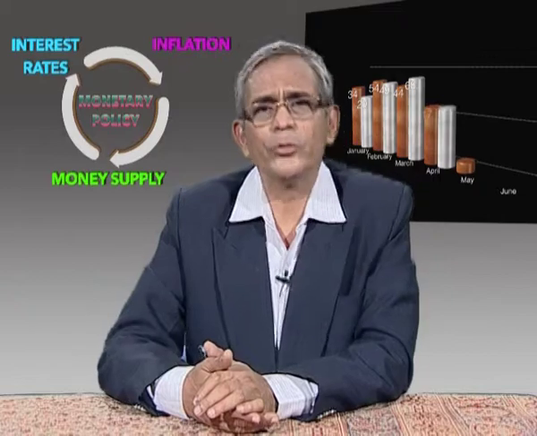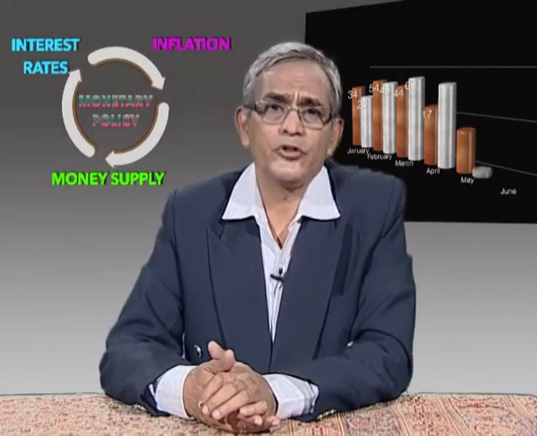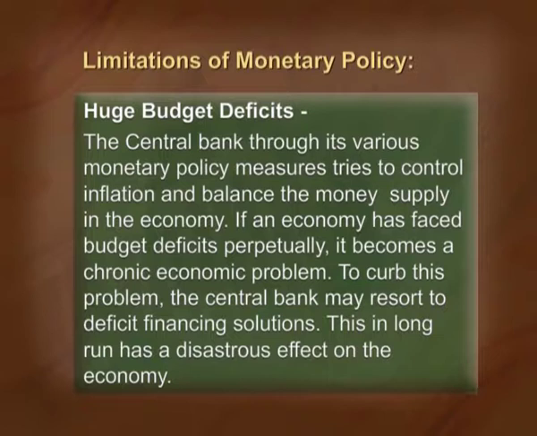There are a few limitations of the monetary policy as well. Let us understand these limitations. Huge budget deficits. The central bank through its various monetary policy measures tries to control inflation and balance the money supply in the economy. However, the monetary policy measures become more or less ineffective if the economy faces the problem of budget deficit. If an economy has faced budget deficits perpetually, it becomes a chronic economic problem. To curb this problem, the central bank may resort to deficit financing solutions such as printing of notes, which artificially increases the money supply. This in the long run has a disastrous effect on the economy.